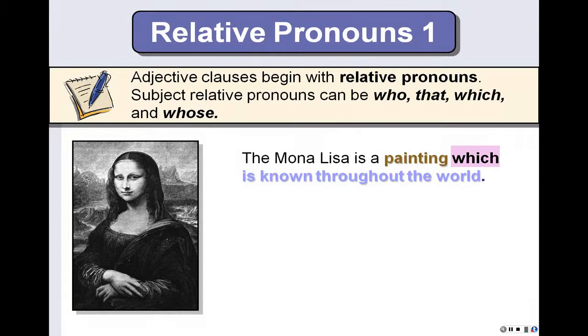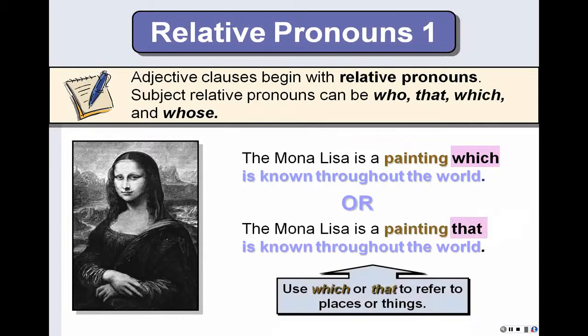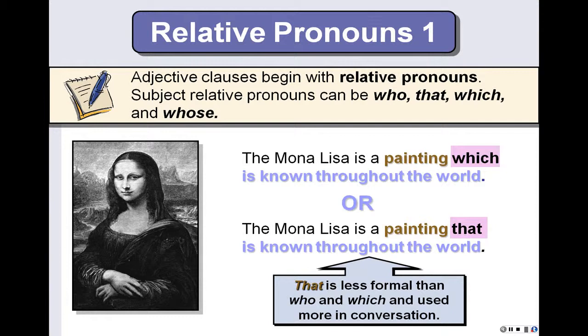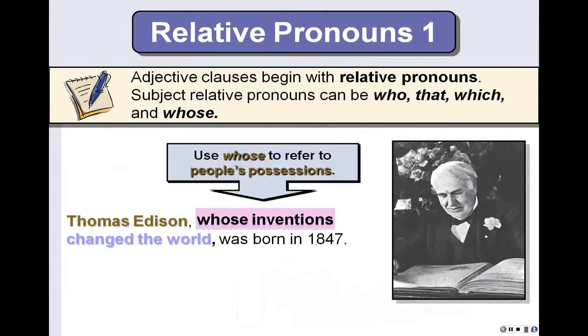The Mona Lisa is a painting which is known throughout the world. Or the Mona Lisa is a painting that is known throughout the world. If we have no commas, we can use which or that to refer to places or things. That is a little less formal than who and which, and is used more in conversation. Use whose to refer to people's possessions. Thomas Edison, whose inventions changed the world, was born in 1847.